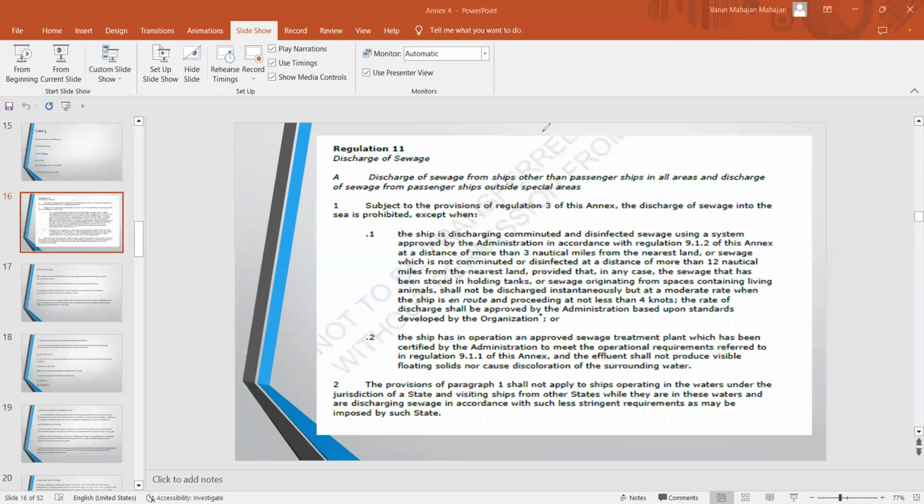You can go ahead. Sir, yes. If you're having an STP plant on board, is it possible for instantaneous discharge? Yes, we are doing it, right? Yeah, okay, sir.